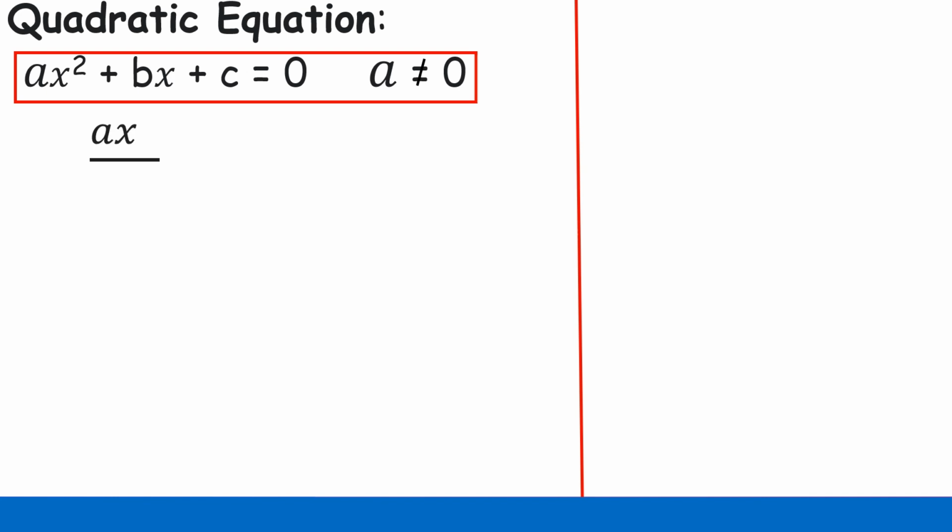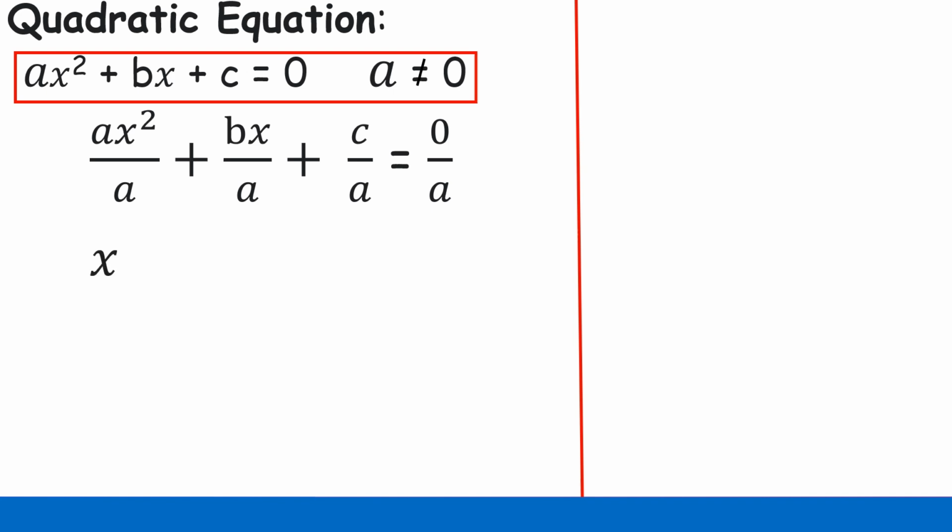Now let's divide through the quadratic expression ax squared plus bx plus c is equal to 0 by a, so that we can have the coefficient of x squared be equal to 1. We divide the left-hand side by a and the right-hand side by a, that is, dividing all through by a. We are left with x squared plus b over a x plus c over a is equal to 0.